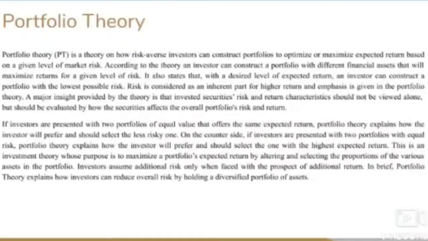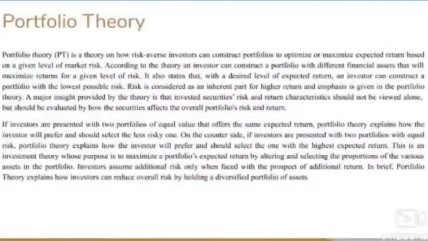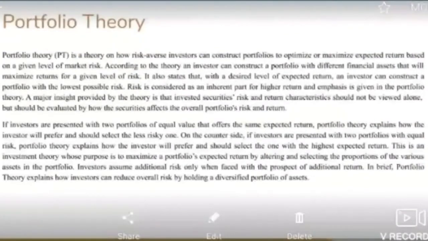This is an investment theory whose purpose is to maximize a portfolio's expected return by altering and selecting the proportions of the various assets in the portfolio. So we had mentioned, and had studied, that we cannot control the risk and return of our portfolio, but we can alter the proportion of funds invested in the portfolio. So thereby we can alter the proportions and construct a portfolio with the greatest return and lowest risk. In brief, portfolio theory explains how investors can reduce the overall risk by holding a diversified portfolio of assets.